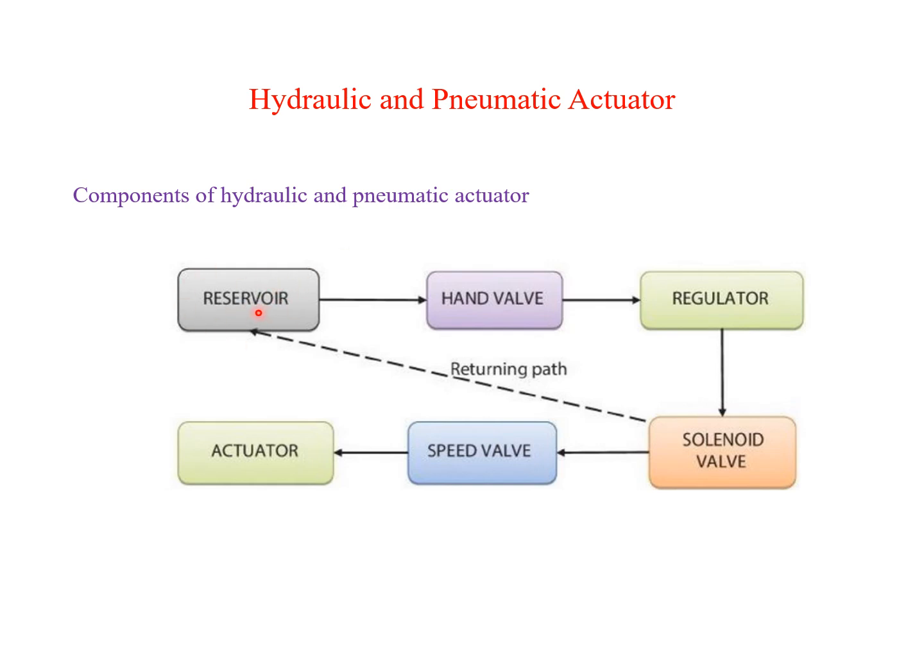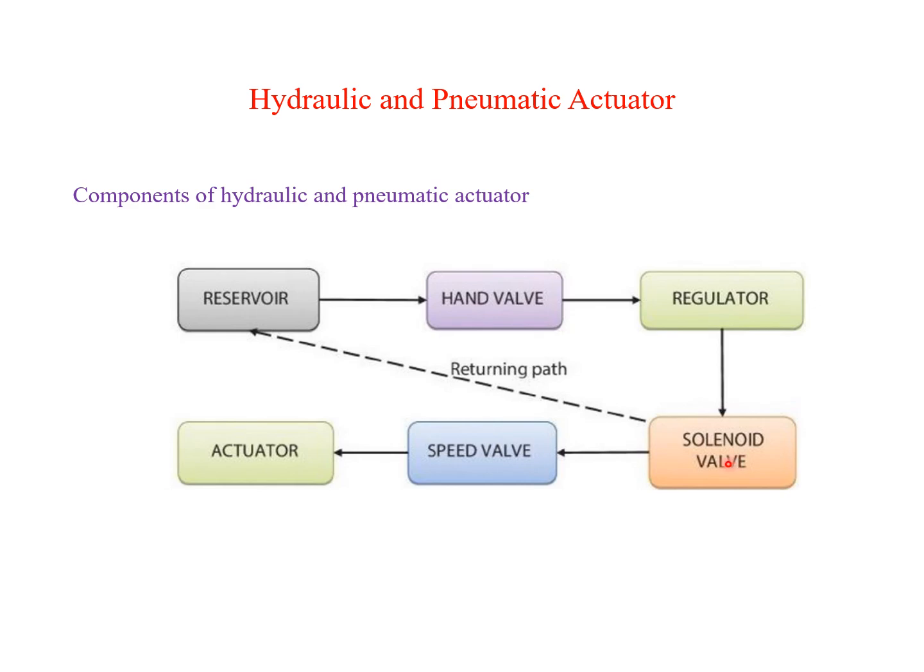The reservoir stores the compressed air or the fluid, which flows through the hand valve for manual control. The regulator adjusts the pressure before directing the air or fluid to the solenoid valve. It will regulate the pressure, and it operates electrically to control the airflow.